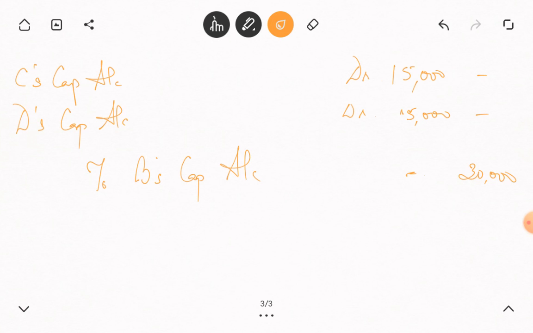Okay, so this is the only journal entry under this situation. And your narration can be: being the required adjustment for goodwill made through partners' capital accounts. So these are the three cases so far that I've seen with regards to the adjustment of the goodwill. And we have one more case, and we can see that in your next session.